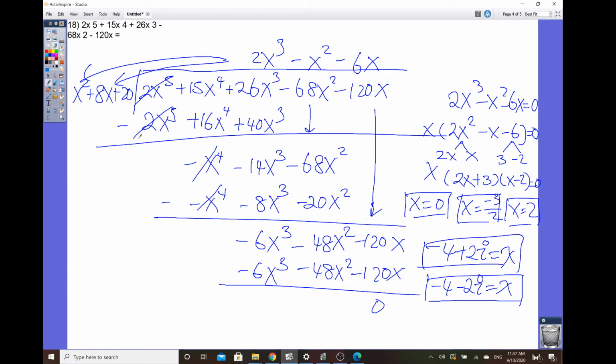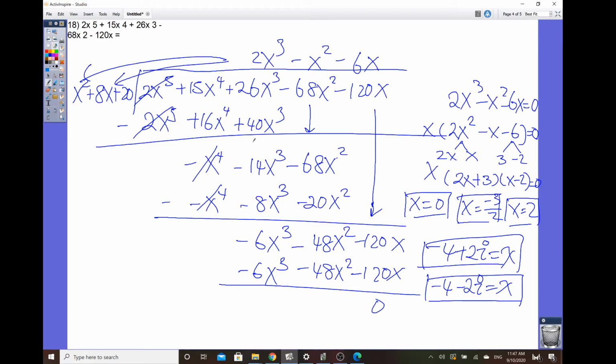So for the remainder, all you need to do is just subtract. Anytime that you subtract, you always want to cancel out the first pair of those terms. So the first pair got canceled, so we got 15x to the power 4 minus 16x to the power 4, so it's negative x to the power 4. And then the rest of this, minus 14x to the power 3.